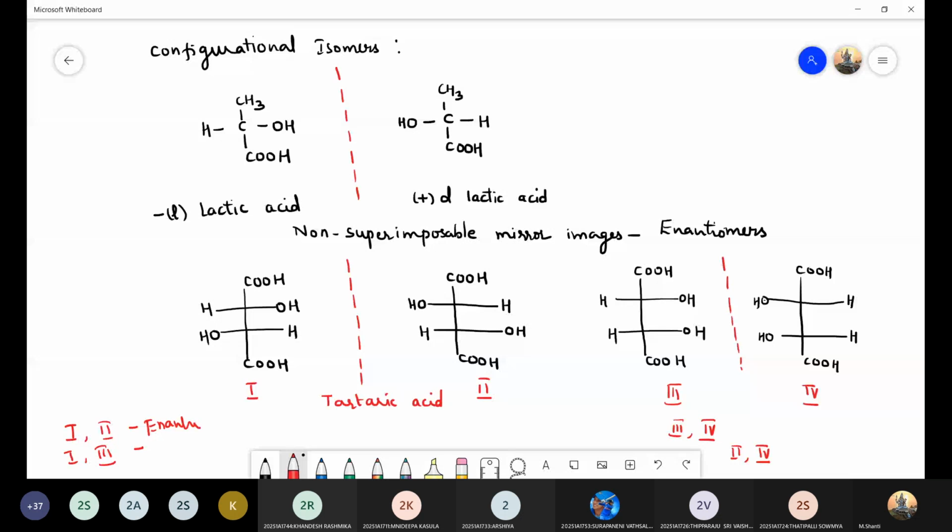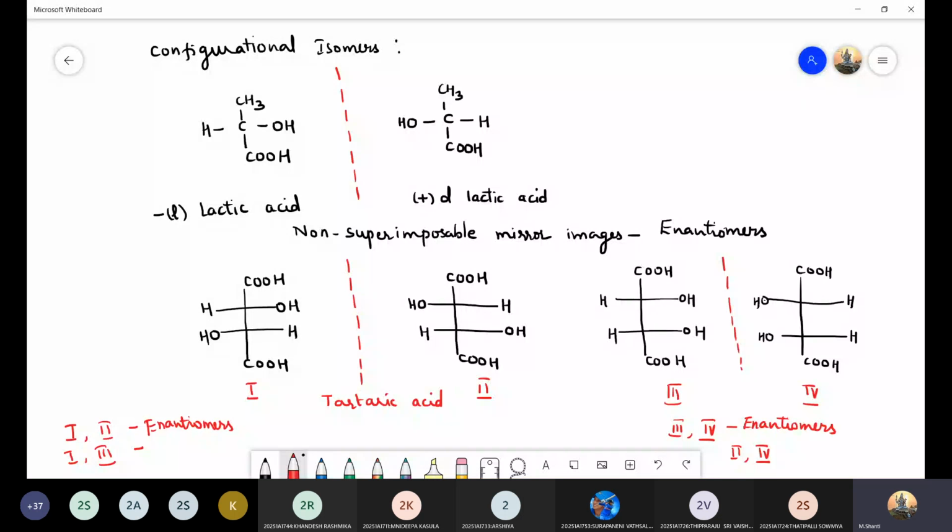Enantiomers. Now compare structure 3 and 4. Are they mirror images? Yes, ma'am. Can you superimpose one over the other? No, ma'am. So therefore, these can also be placed under the enantiomers category, right? So we can call that enantiomers.